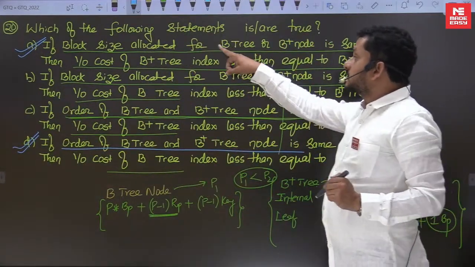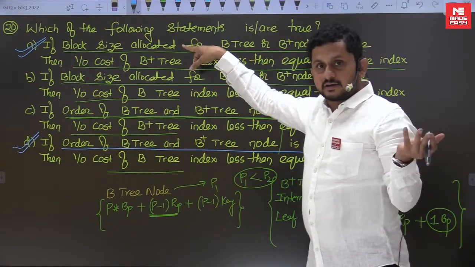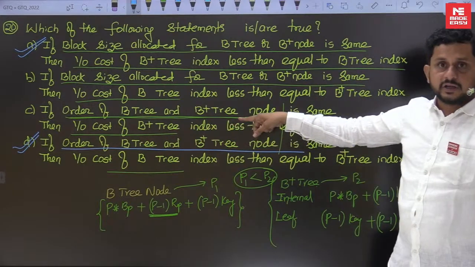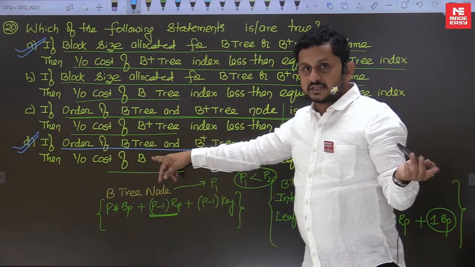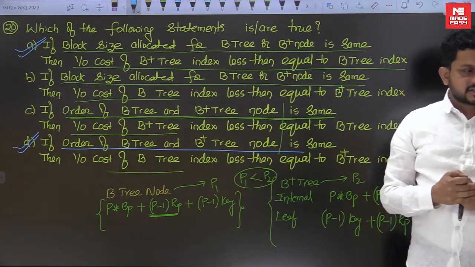If the block size allocated for a node is the same, then B plus tree runs efficiently. If the order of the node is given the same for B tree and B plus tree, B tree runs efficiently. So A and D is the correct answer to this question.